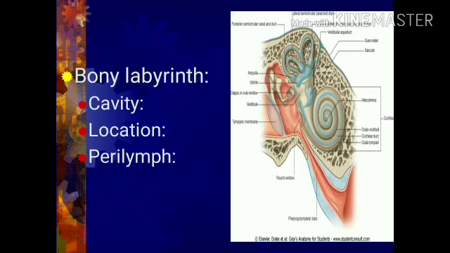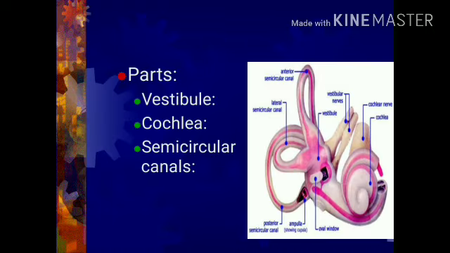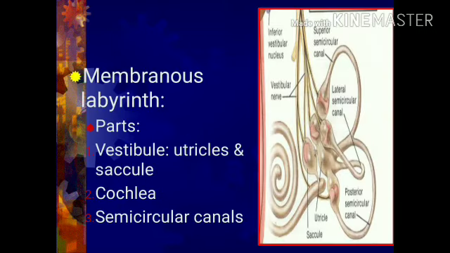The bony labyrinth is the cavity in the petrous part of the temporal bone, and it is filled with perilymph. Perilymph is a fluid which is similar to extracellular fluid. The bony labyrinth consists of three parts: vestibule, cochlea and semicircular canal. The membranous labyrinth also has three parts: vestibule, which consists of utricle and saccule, cochlea and semicircular canal.